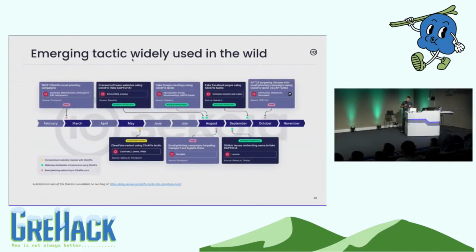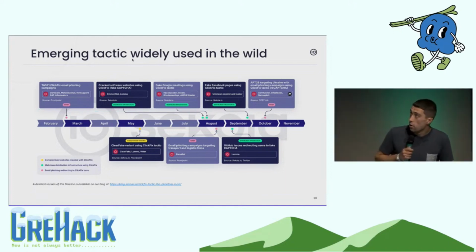So just a small timeline since the emergence of this ClickFix tactic. It was first used in March 2024. Then the ClearFake variant used it at the end of May 2024. Since August, many threat actors have adopted this tactic for their distribution infrastructure to replace the usual download file from the website.